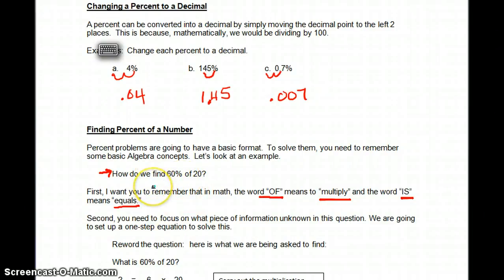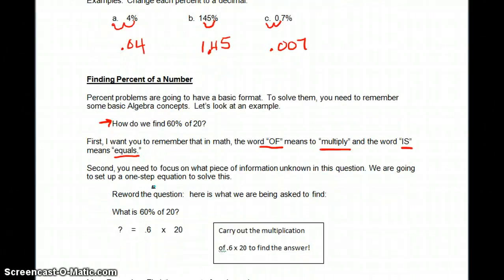So here's what we're really being asked to find. Okay? We're being asked to find what is 60% of 20, right? Do you guys agree that that's what we're being asked to find? Let's look back at the original question. How do we find 60% of 20? I rewrote that as what is 60% of 20?